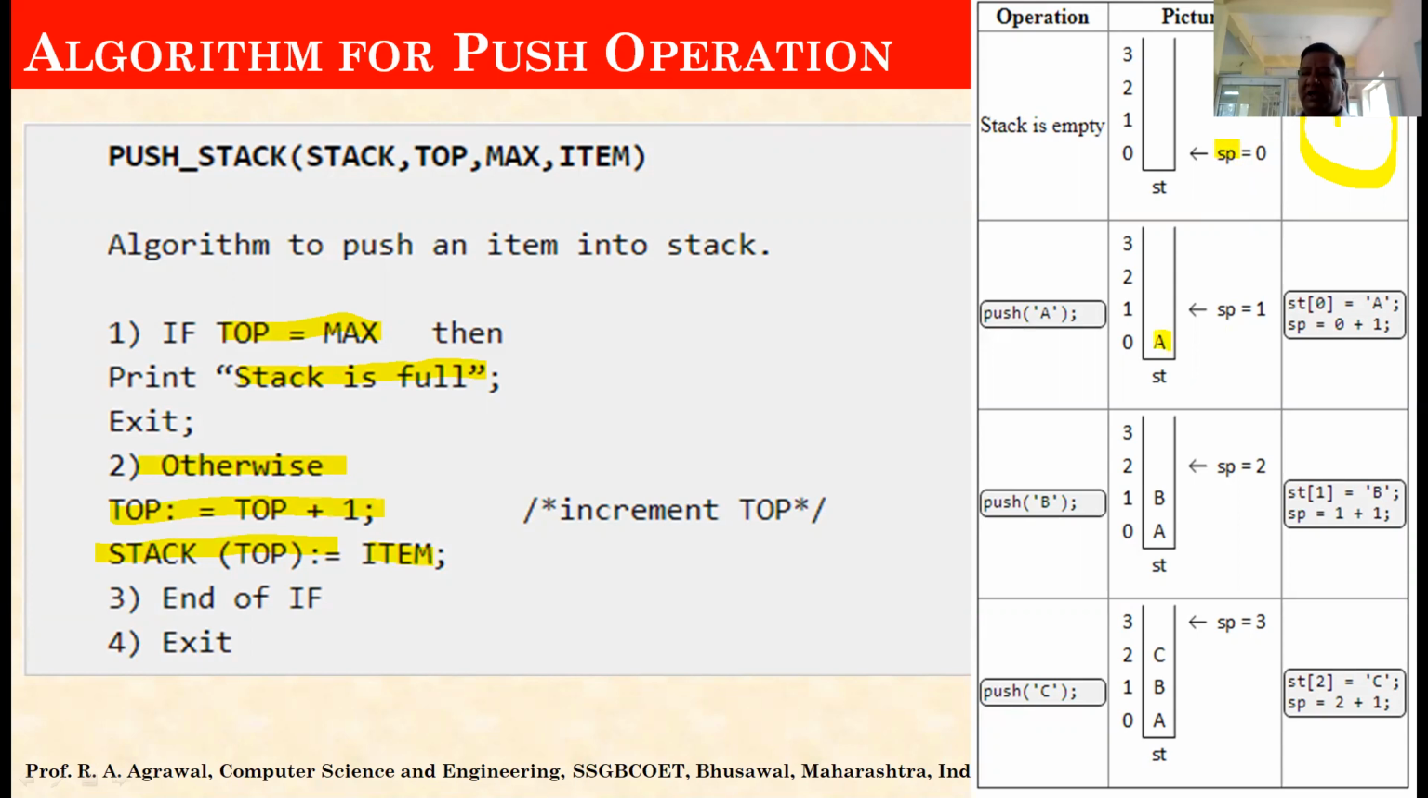When we add a first element, the element which is to be added has to be explicitly specified by the user. That element is A, so that element is added. Previously the top was 0, now the top has been incremented and now it is 1. When second element B is added, the previous stack pointer was at 1, now it is again incremented by 1 and it is 2. Next element C is added, again it will be added to the top of the stack and the stack pointer will increment by 1. So this is push operation.